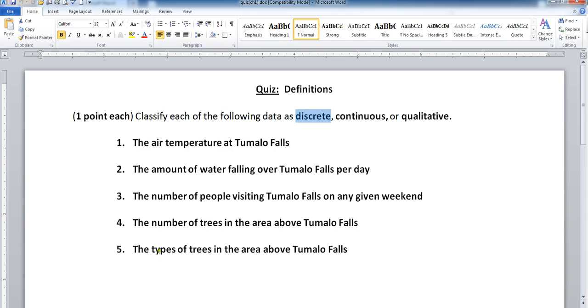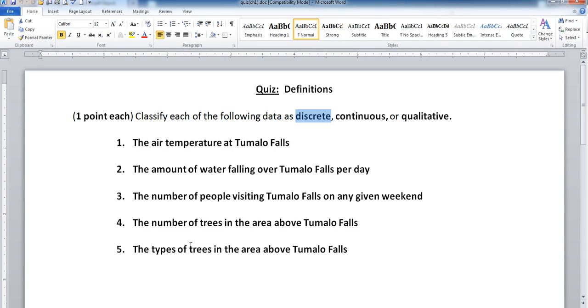And last but not least, the types of trees in the area above Tumalo Falls. Well, let's see. What do we have up there? We've got ponderosa pine. We probably have some western larch, maybe a couple different kinds of firs, maybe a noble, maybe a white. Might be a juniper or two up there, although I think that's kind of a high elevation for juniper. But nonetheless, it doesn't matter because think about the data. I'm saying it's a ponderosa pine. It's a fir, grand fir. It's a larch. These things are types of trees.